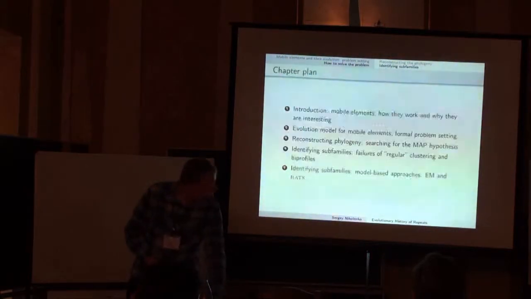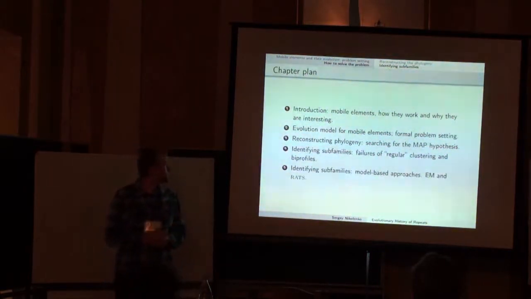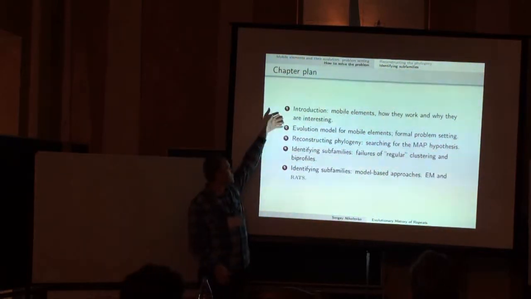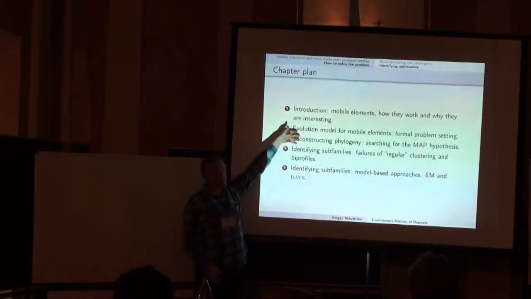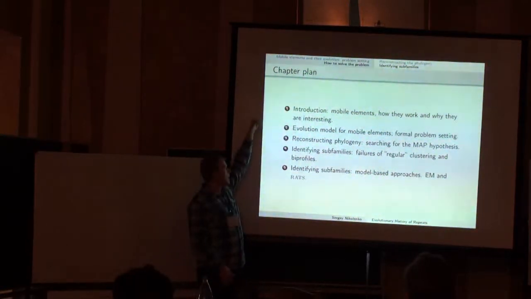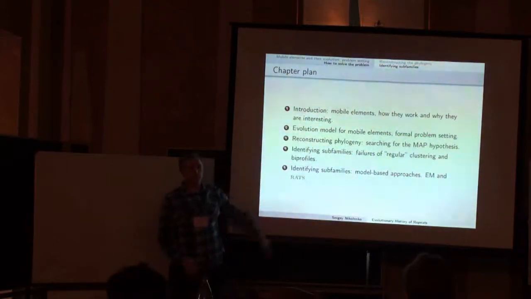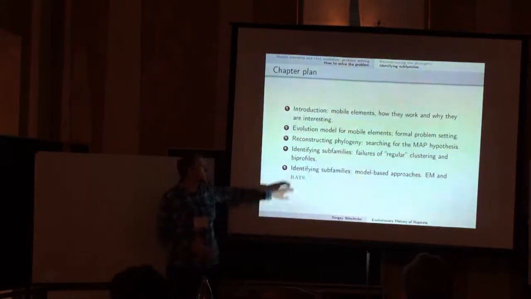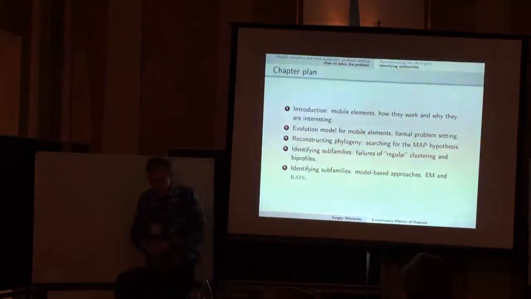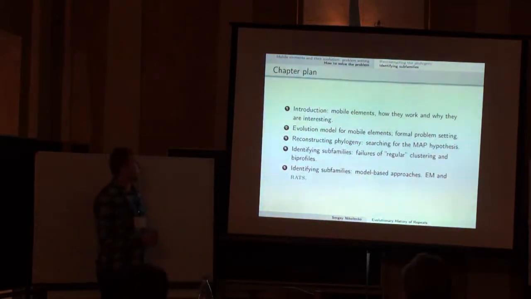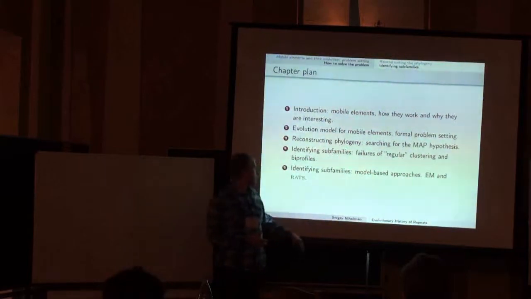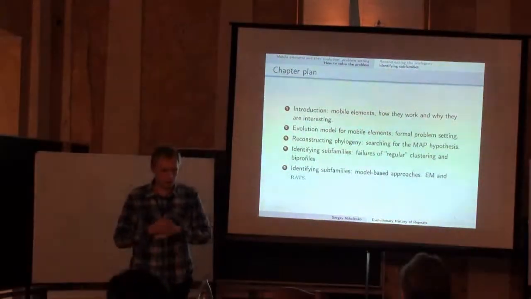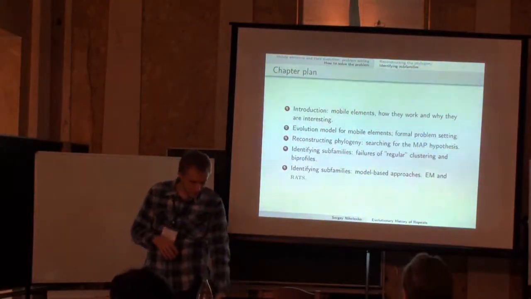And this almost concludes my talk. I just want to review again the chapter plan, which would begin from the introduction about the mobile elements, then the evolution model and the formal problem setting, then reconstructive phylogeny, where we introduce the main topics of Bayesian inference. Then we move on to identifying subfamilies and speak about statistical testing and failures of distance-based clustering. And then we move on to model-based approaches, introduce expectation maximization scheme, and finally RETS.